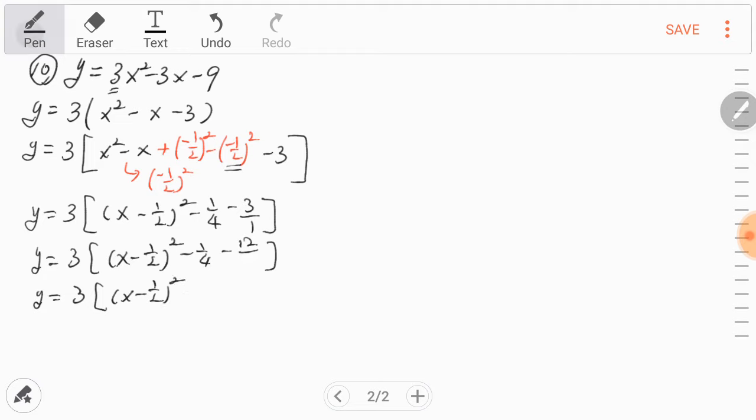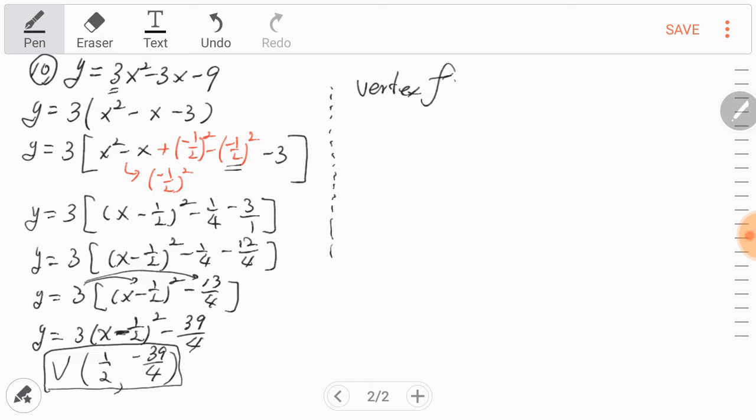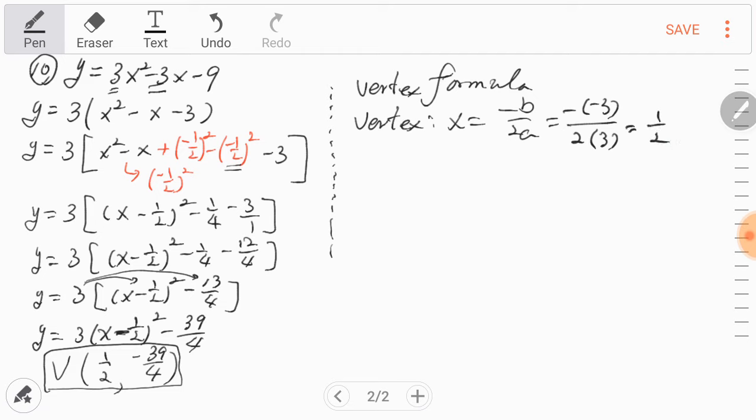Okay, now let's use the vertex formula. The vertex formula is what? Then the x coordinate of the vertex is what? Negative b over 2a. So negative b is what? b is negative 3, over 2 times a, which is positive 3. So that is equal to, okay, the 3s cancel out, negative, positive, 1 over 2. So the x coordinate is 1 over 2.